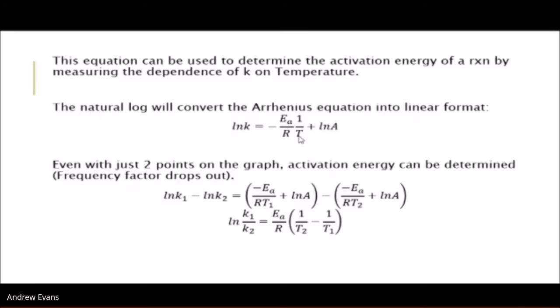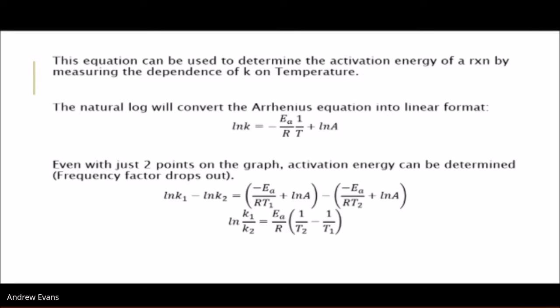So if we vary temperature and measure the reaction rate, we can find out everything we need to know about the equation, including the activation energy and the orientation factor. But what's more useful is just using 2 points on the graph, not even the whole graph, just 2 points, and we can find the activation energy. So we take the 2 points and combine them together, and what we have is this. This should look familiar, this equation right here.